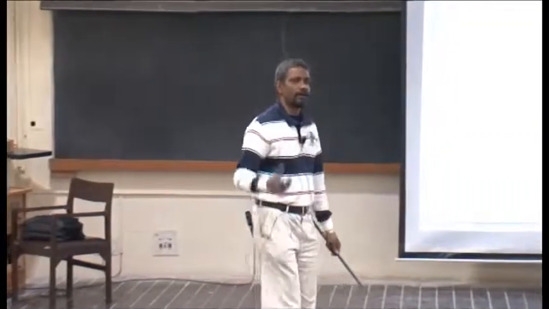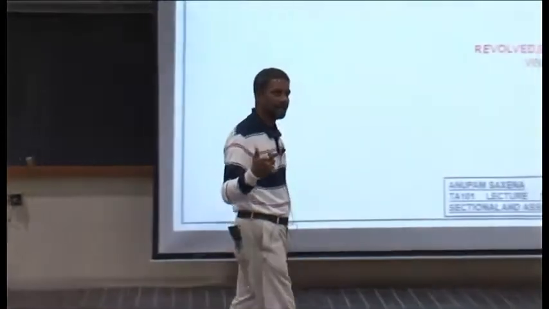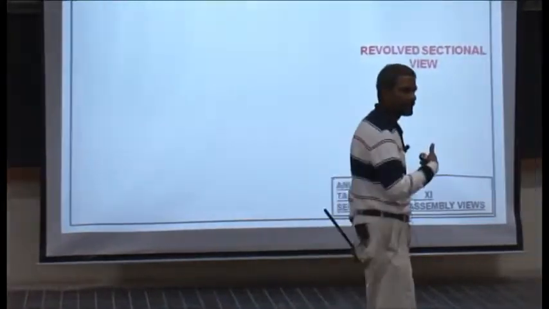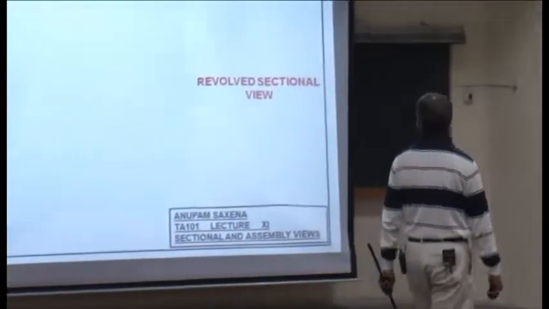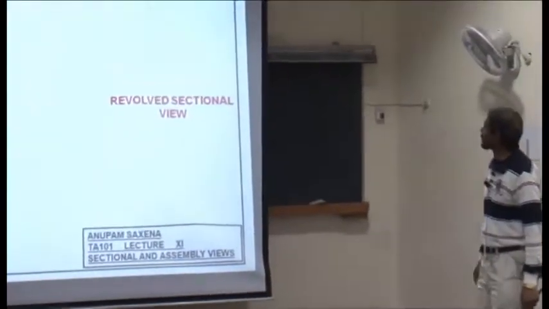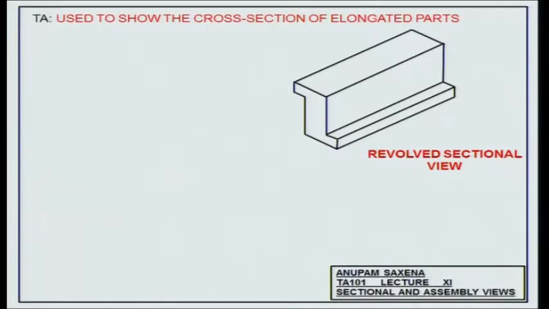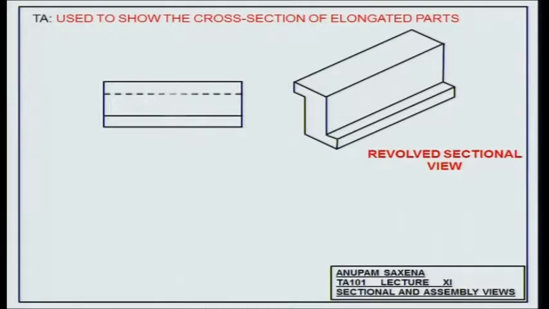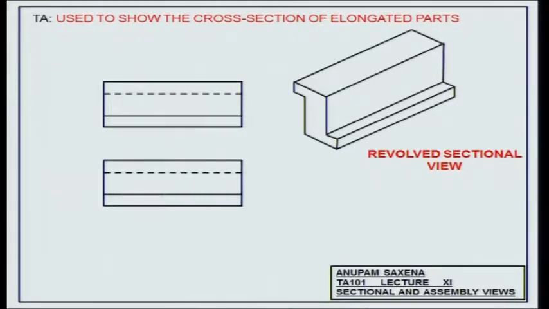Discussion time. Full section, half section, offset section. The fourth one is the revolved section. It's mainly used to show the cross section of elongated parts. Let's say you have an object like this and you want to show the cross section. This is an object where the front view and the top view are the same.